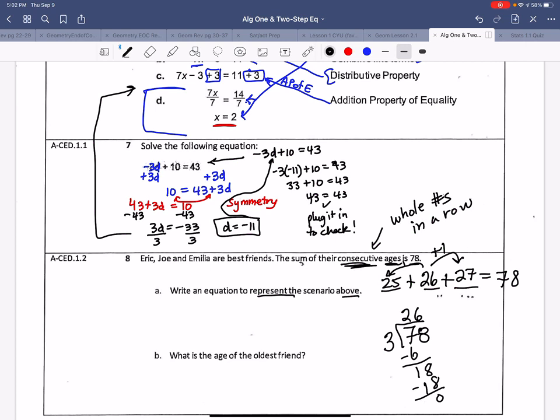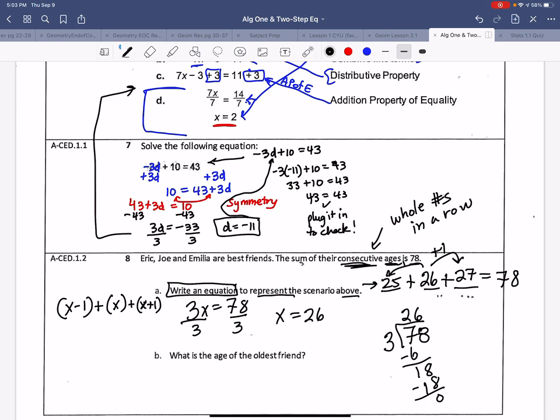That's interesting. I kind of did this. I did 3 times x equals 78, and I divided by 3 on both sides, and I got 26. If I had to write a full equation for this, I could say this first one is x minus 1. This second one is x by itself, and this third one is x plus 1. And we know those numbers have to add up to 78. So in an interesting way, we were able to solve the question like this. So I'm okay with this one or this one, that's fine.